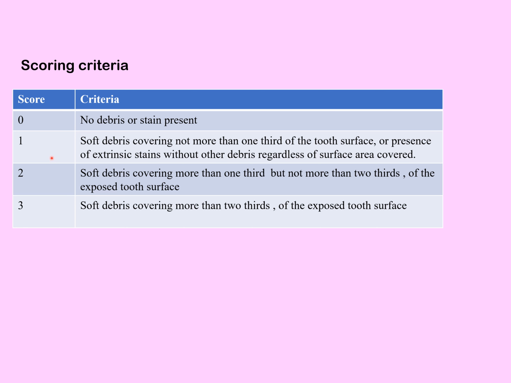Coming to the scoring of OHIS, 0 score means no debris or stain present. 1 is soft debris covering not more than one third of the tooth surface or presence of extrinsic stains without other debris regardless of surface area covered. Score 2 is soft debris covering more than one third but not more than two thirds of the exposed tooth surface. Score 3 is soft debris covering more than two thirds of the exposed tooth surface.